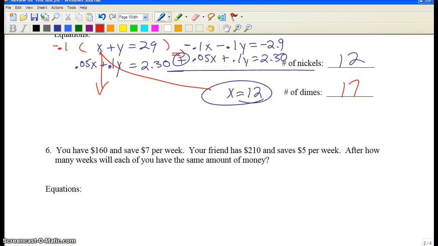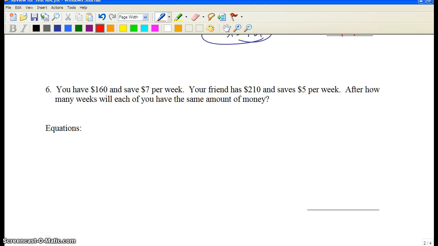dimes. All right, next problem. You have a total of $160, and you save $7 a week. Your friend has a total of $210, and he saves $5 a week. How many weeks until each of you has the same amount of money? Same amount of money in weeks. Those are our two variables.